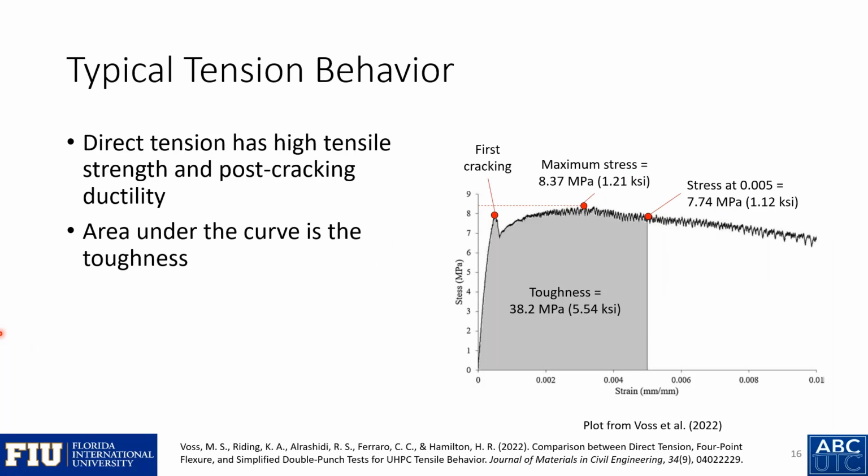So here is the typical tension behavior. It will be about linear elastic up until we have first cracking. We'll have a slight drop in strength as the fibers become engaged as you have the crack in the cementitious matrix, and then an increase in strength, and that's sustained post-cracking ductility. The area under the curve is the toughness provided by that UHPC.